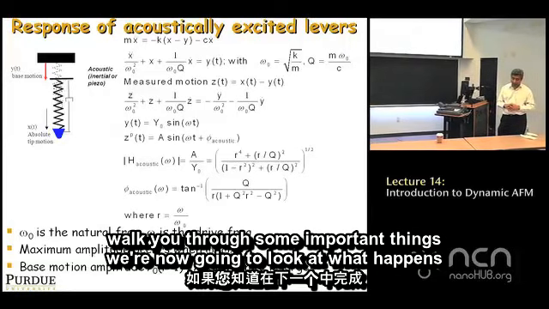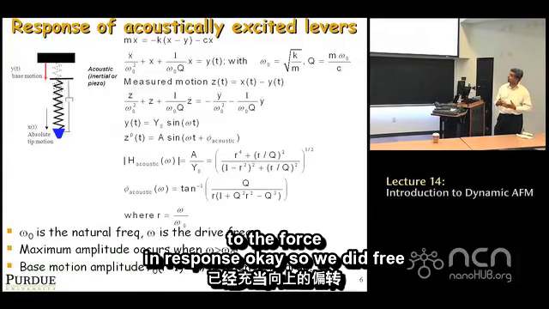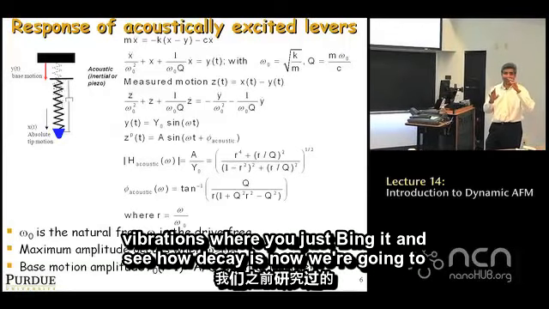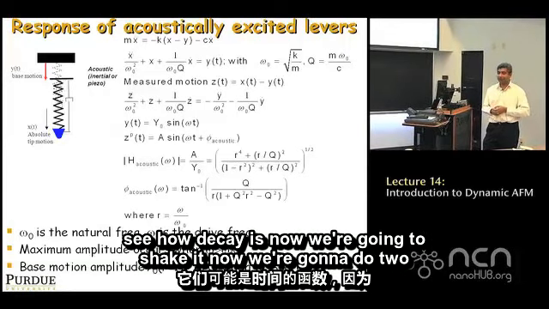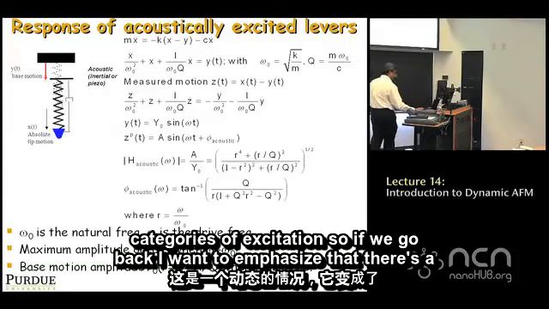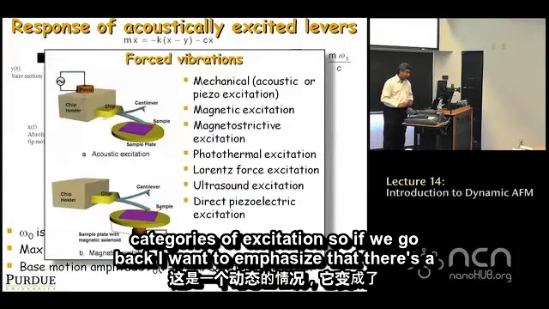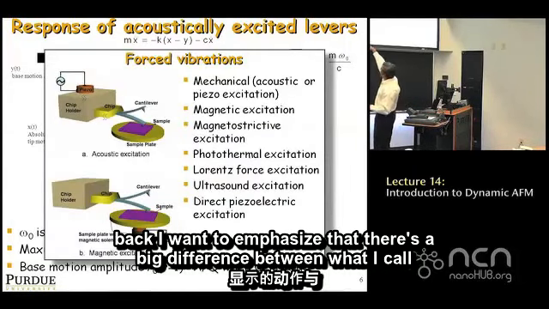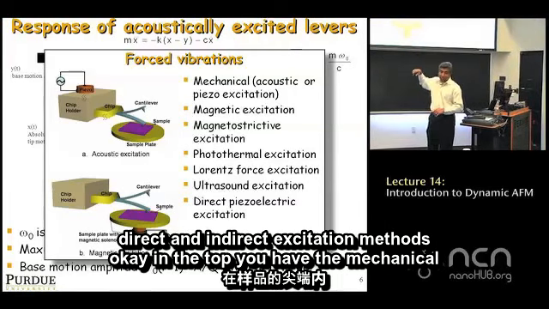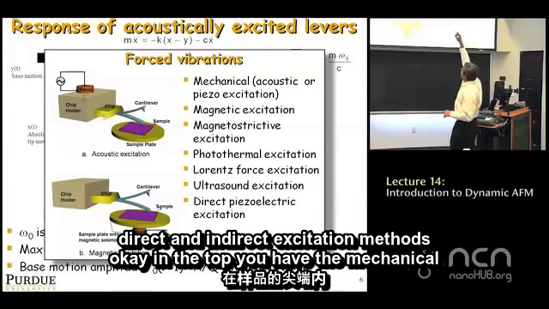So I want to walk you through some important things. We're now going to look at what happens to the forced vibration response, okay? We did free vibrations, where you just ping it and see how it decays. Now we're going to shake it. We're going to do 2 categories of excitation. If we go back, I want to emphasize that there's a big difference between what I call direct and indirect excitation methods.